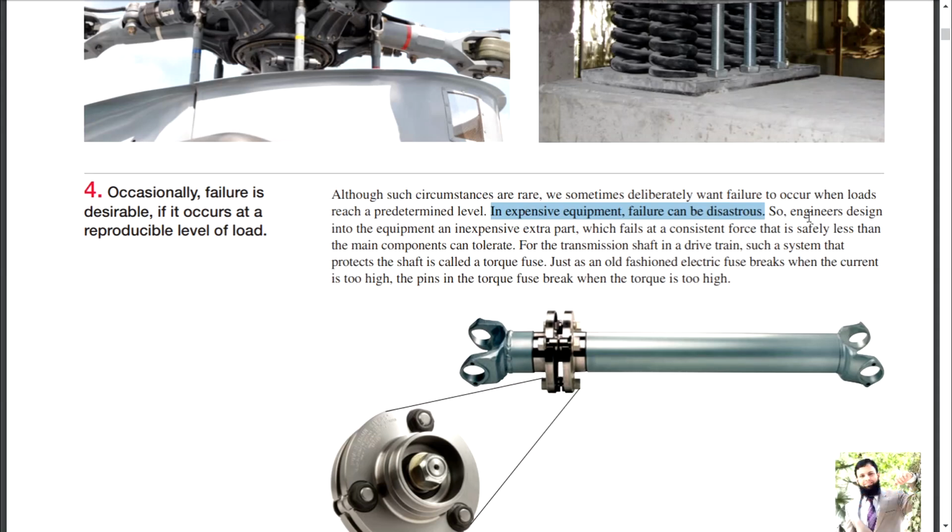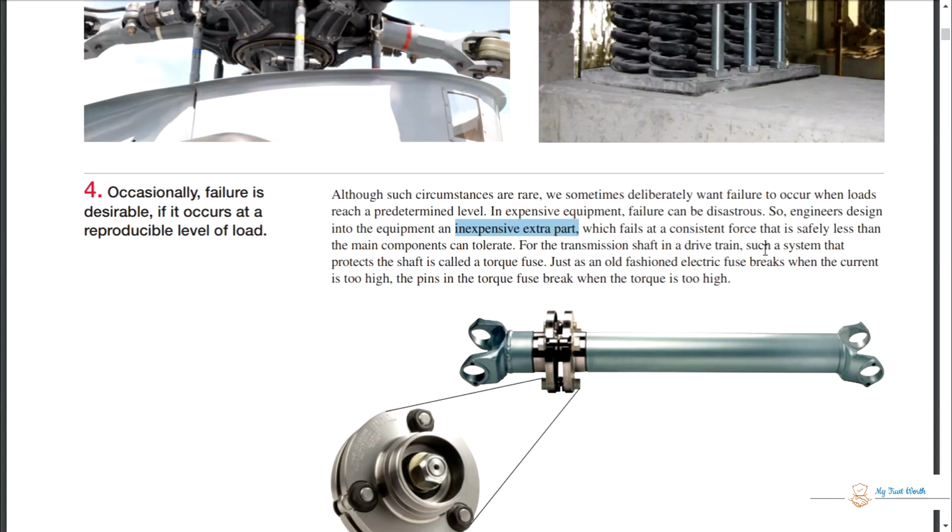So engineers design into equipment inexpensive extra parts, which fail at a consistent force that is safely less than the main components can tolerate. So this is your main component, which is expensive, and this is your inexpensive component, which fails at a consistent force that is safely less than the main component can tolerate. So the strength of this expensive material is a little higher than this one. So for a transmission shaft, this is a transmission shaft.